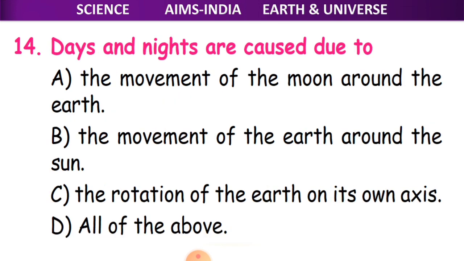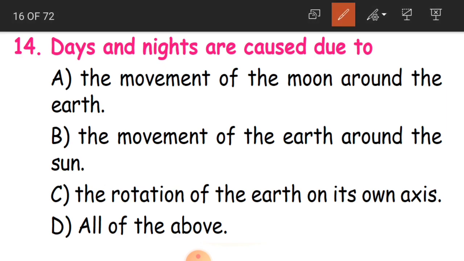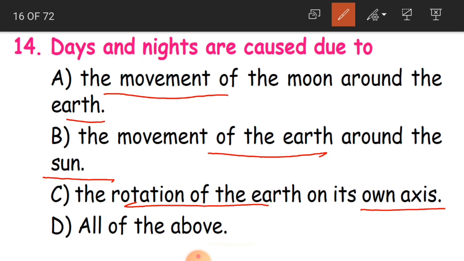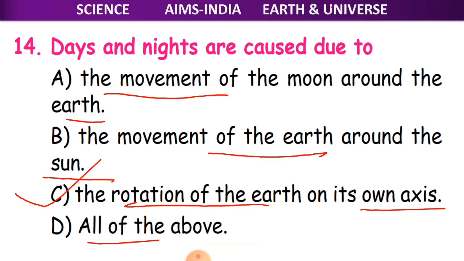Now, the 14th question. Days and nights are caused due to. Days and nights. Okay, we have day, we have a night. How are they caused? The movement of the moon around the earth, the movement of the earth around the sun, the rotation of the earth on its own axis, and all of the above. So what we have learned, children? As the rotation of the earth on its own axis is happening, days and nights are caused. No? Yes. So C is the correct option.